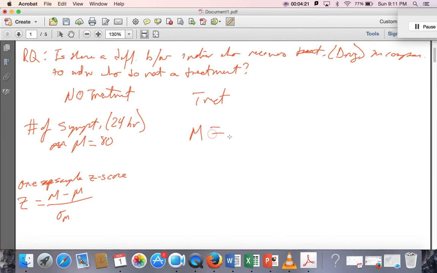Okay, so let's say for instance, we now identify that with my group, 75 is the average number of symptoms that are displayed in a 24-hour period with this treatment. So in other words, when I give them my drug, individuals display roughly 75 symptoms associated with depression, in contrast to the population when they don't have any drugs in their system, they display about 80 symptoms of depression. So in other words, I have this question that says, is there a difference between individuals who receive a drug in comparison to individuals who do not receive a drug?